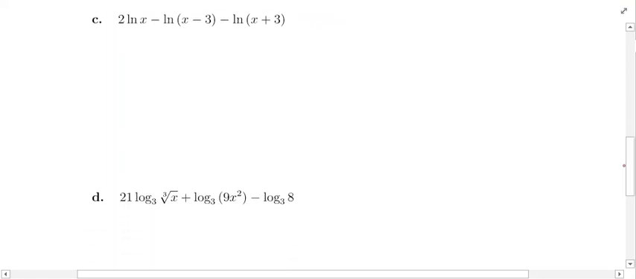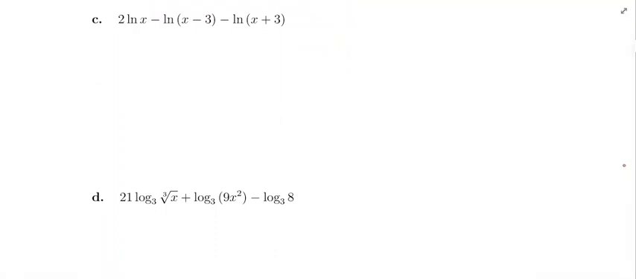Now our logarithmic expression is 2 times the natural log of x minus the natural log of x minus 3 minus the natural log of x plus 3. So here we've got 3 logarithms, and we've got to combine them into one. They are luckily all the same base, so we will be able to do that. Here we are doing lots of subtraction. The logarithms are all being subtracted.